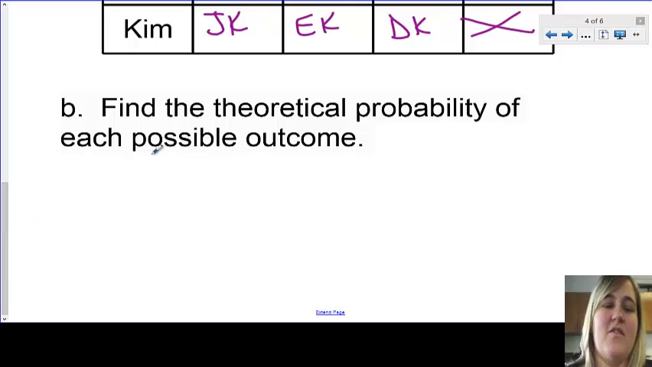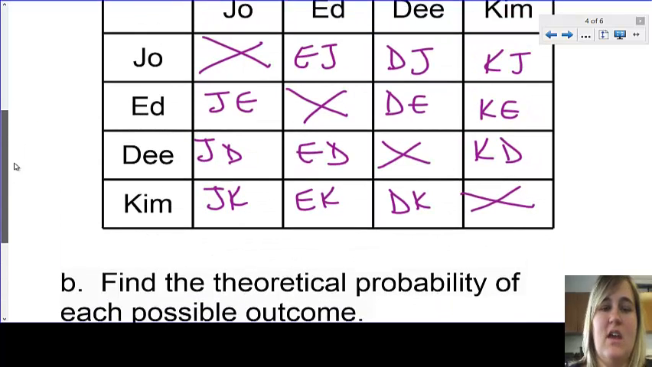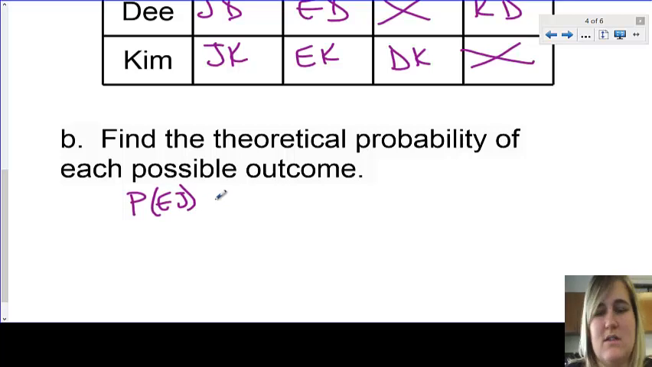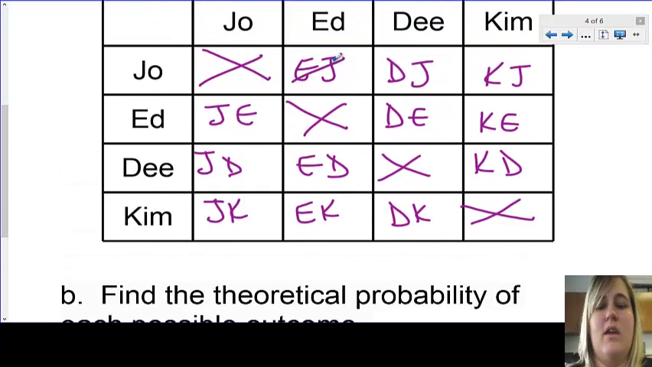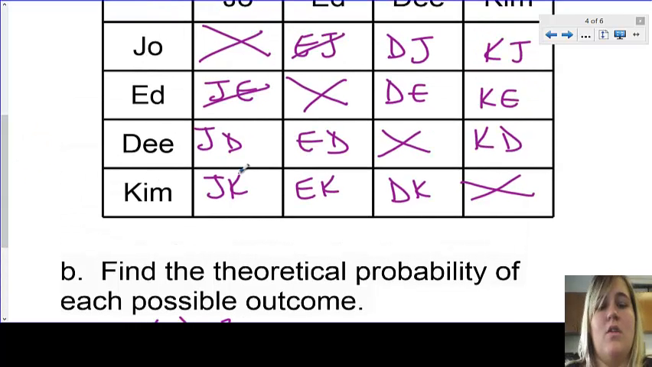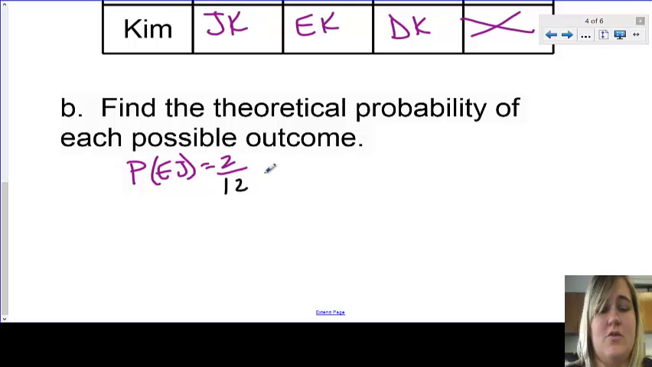Alright, so we have made the table. Now it wants us to find the theoretical probability of each possible outcome. So we're just going to start with the first one, which is Ed and Joe. So the probability of getting Ed and Joe in the same group, and it doesn't matter the order as long as it's those people. So Ed and Joe could be in the same group right here or right here. So that is 2 out of a total of 3, 6, 9, 12 outcomes. So I have 2 out of 12, which gives me 1/6.